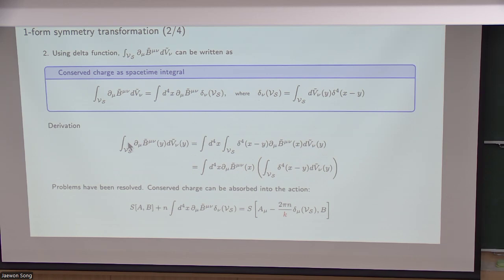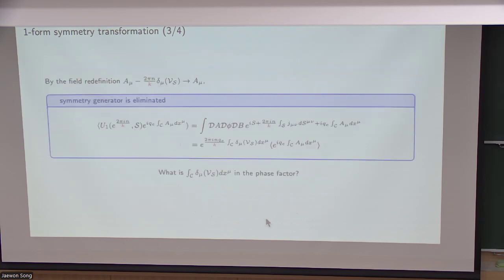The conserved charge can be absorbed into the BF action. By the partial integral, we have B tilde delta nu. So this is equal to the BF action with a shift of the gauge field. Finally, by this field redefinition, the symmetry generator has been eliminated.